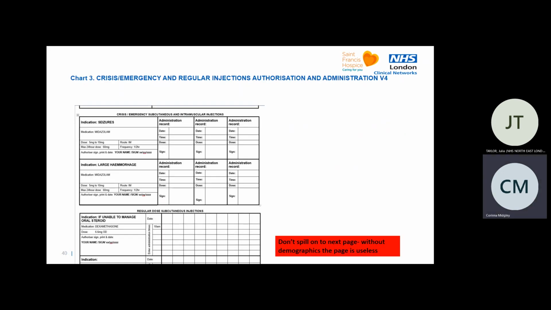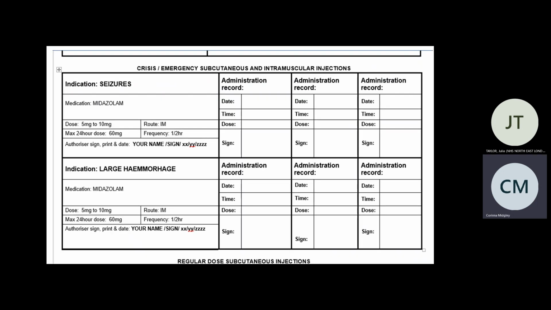The chart itself, if I just enlarge the relevant bits. The top bit focuses on what to do in a crisis or an emergency situation that might need subcutaneous or intramuscular intervention with a palliative care drug. There's really only 2 scenarios when you'll be completing this bit of the form. Scenario 1 is if the patient is at risk of having seizures. Scenario 2 is if the patient is at risk of having a massive bleed.